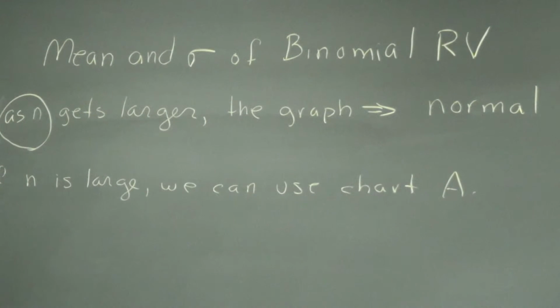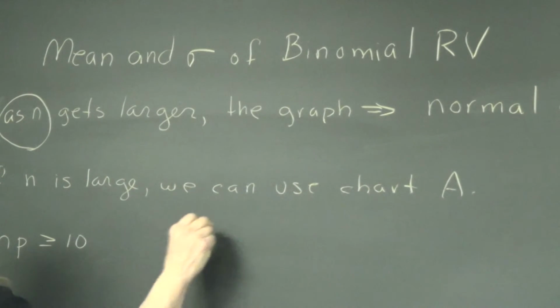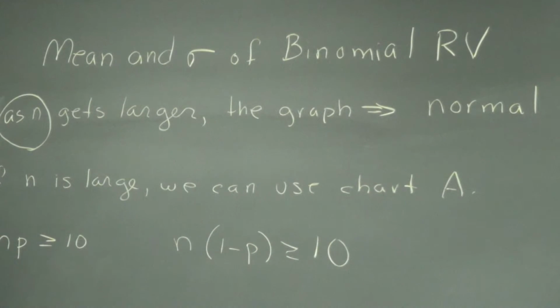How large? We want n times p to be greater than or equal to 10, and we want n times 1 minus p to be greater than or equal to 10. That's going to be our large parameter. That will be our test of what is large. What's that mean in normal words? Well, this is the expected value. P is for successes. So this is the expected value of successes.